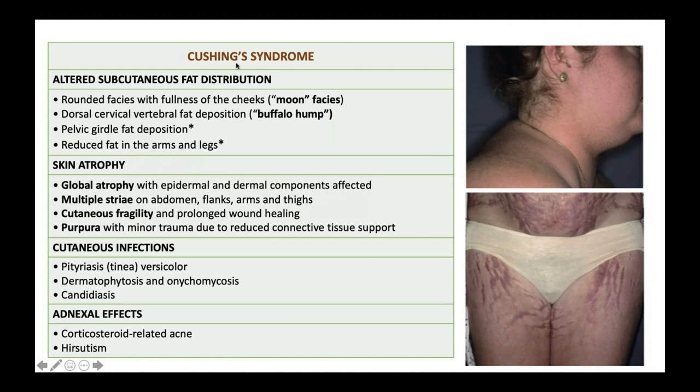Okay, so next is Cushing syndrome. There's going to be an altered subcutaneous fat distribution resulting in moon facies, buffalo hump, and matchstick limbs, which is because of reduced fat in the arms and legs. There can be skin atrophy, which can be global, or when localized, it is going to lead to the production of striae, which have a typical purplish appearance. There can be cutaneous fragility and purpura with minor trauma. All of this is because of atrophy. Then there's an increased risk of cutaneous infections such as fungal infections, including pityriasis versicolor, dermatophytosis, and candidiasis. And there can be corticosteroid-related acne and hirsutism.